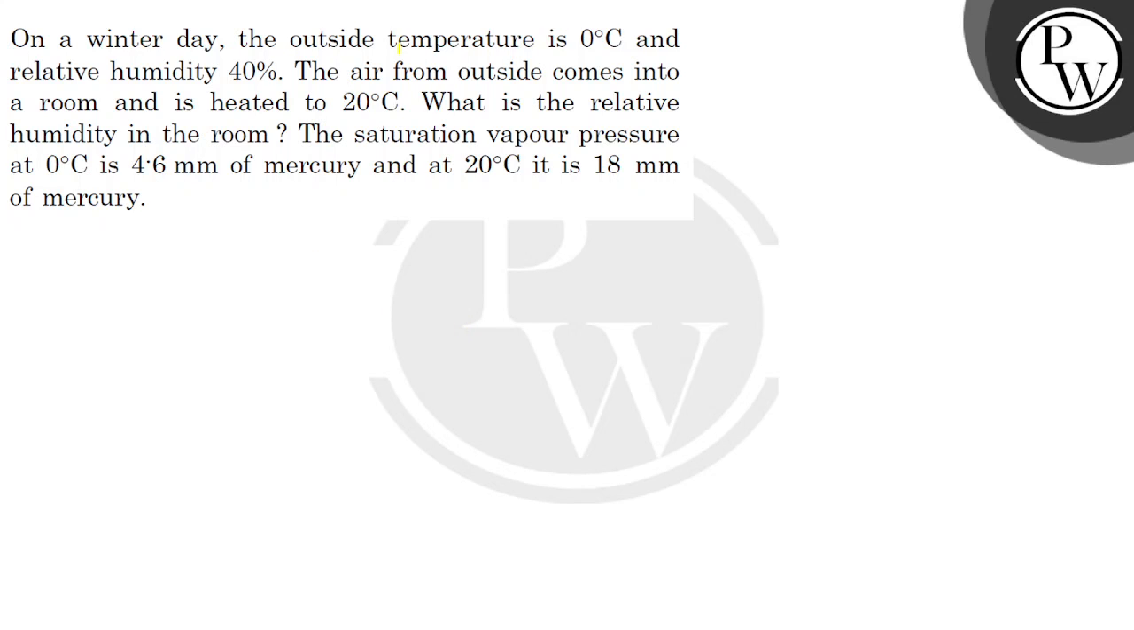Let's read this question. On a winter day, the outside temperature is 0 degrees Celsius and the relative humidity is 40%. The air from outside comes into a room and is heated to 20 degrees Celsius. Now, they're asking for the relative humidity inside the room. The saturation vapor pressures are given as 4.6 mm at 0 degrees Celsius and 18 mm at 20 degrees Celsius.